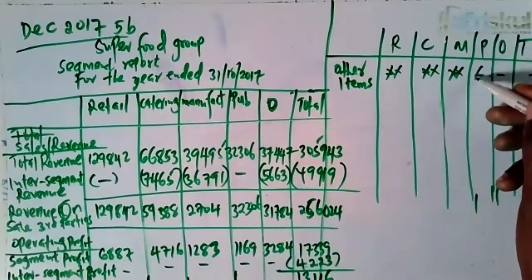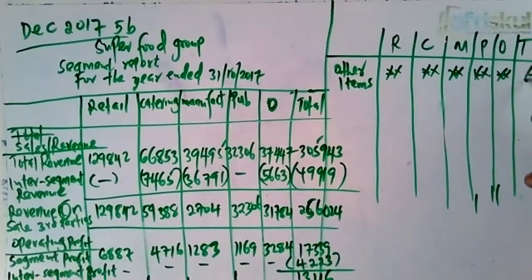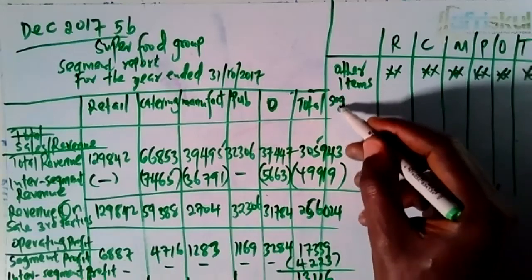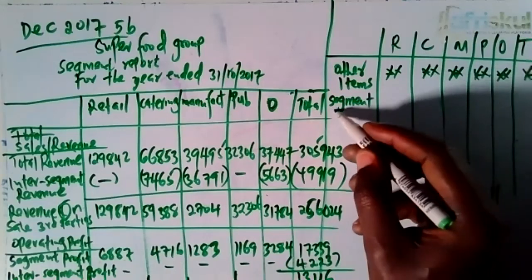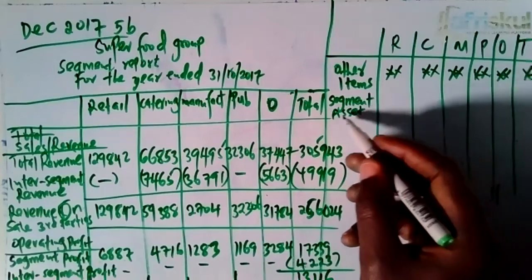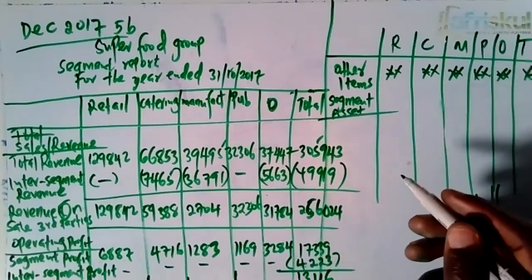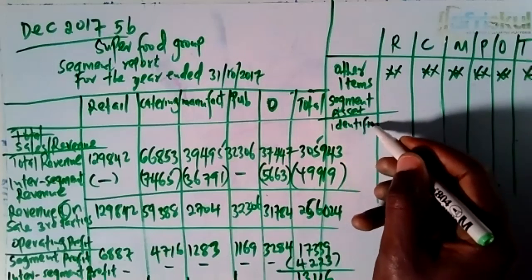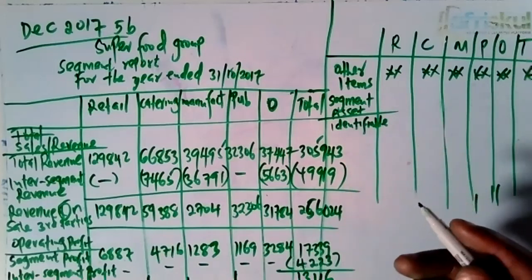So if they are specific to any segment, you record them there. If they are not specific to any segment, you consider them under the column of total. So there were no other items, which are incomes and expenses, under the additional information we have. So the next thing I will go to record is all about segment asset. So under segment asset, remember that we have to check identifiable. We have to record identifiable.